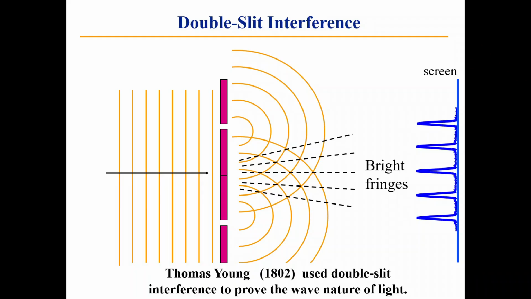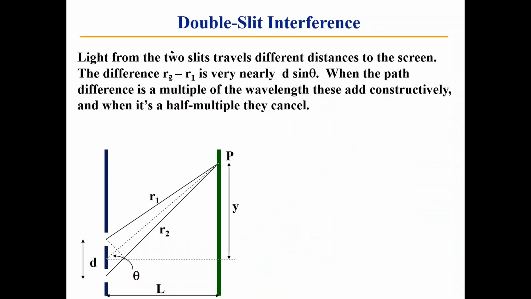So Thomas Young used this double slit interference to prove that light was a wave. Einstein proved that light was a particle by using the photoelectric effect. Now, we can actually predict the locations along a screen where the dark fringes and the light fringes, the areas of destructive and constructive interference, should appear. We can do that using some geometry. We have to do a little bit of an approximation because it's going to be close but not exact.